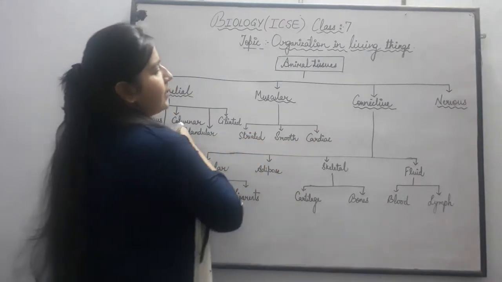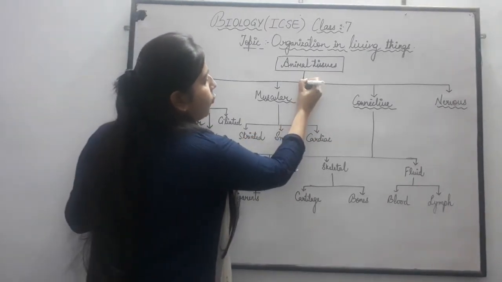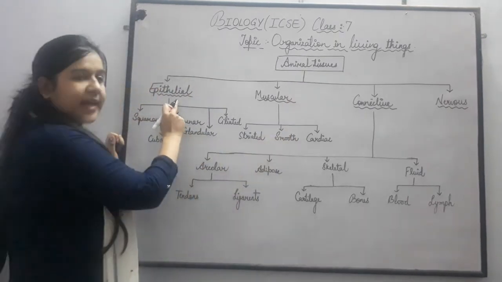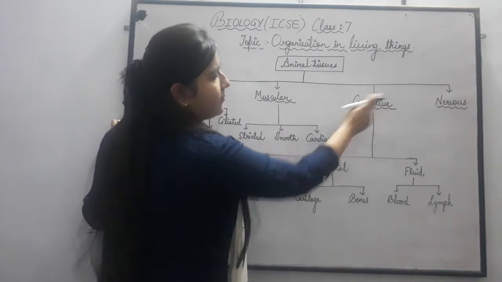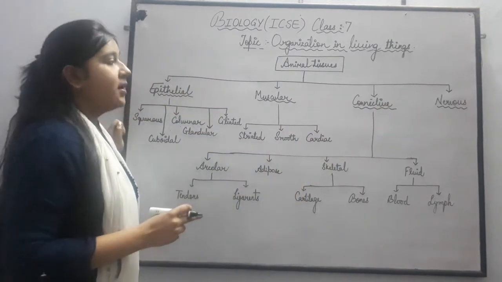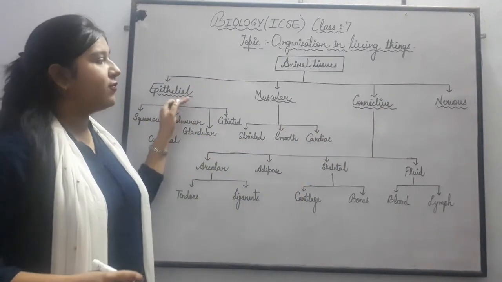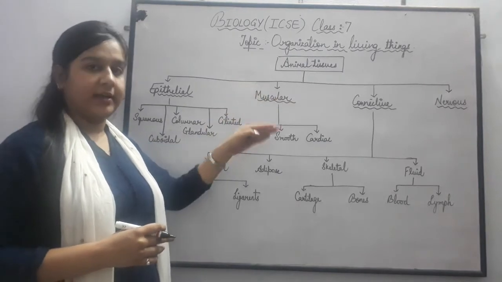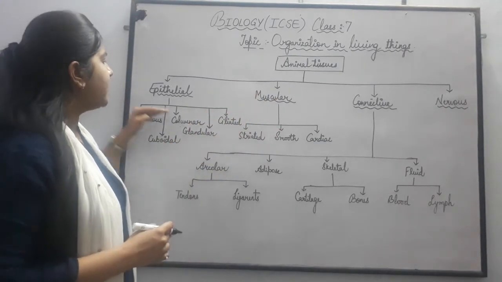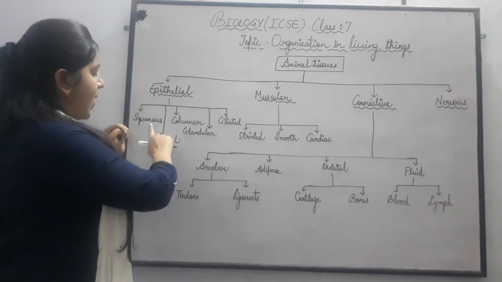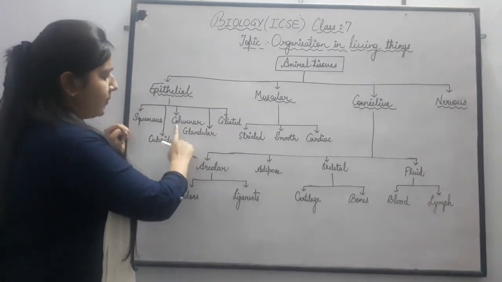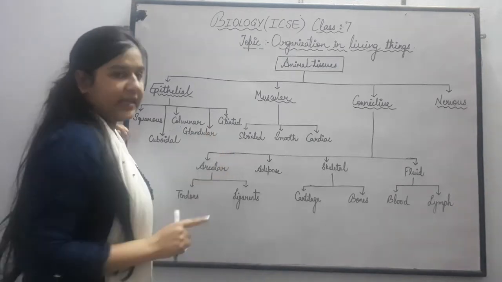First of all, the animal tissues are divided into four main types. First is epithelial, second is muscular, third is connective, and fourth is nervous. They are also subdivided. Every kind of tissue is further divided and they have the following types. Epithelial tissue is of five types: squamous, cuboidal, columnar, glandular and ciliated.